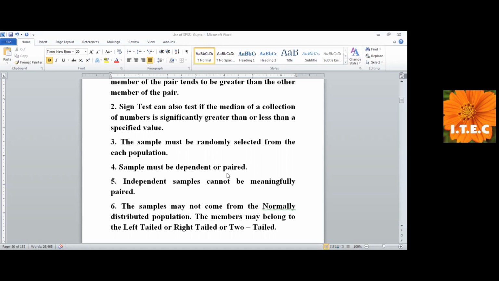Then the sample must be paired. I have already told you, if you have one group, you do a pre-test on that group, and the same group acts as the post-test. So I become my own pair. That is the meaning of paired. That means you cannot have three groups. Once I say paired, you can only have two groups. It is only applicable when you have two groups.